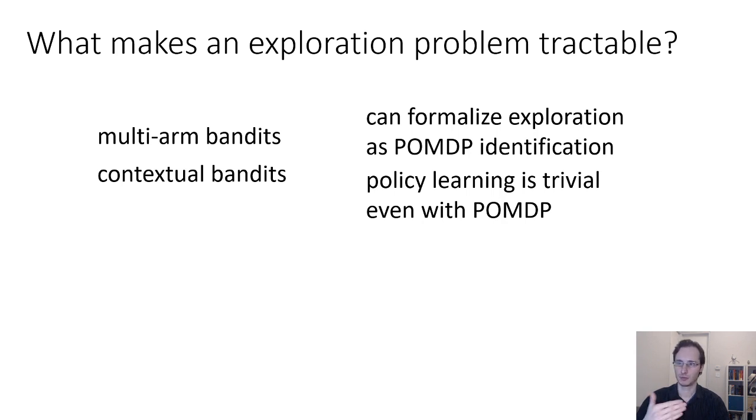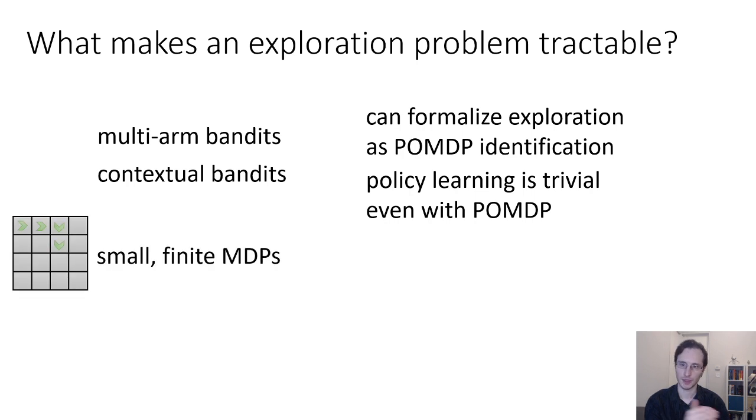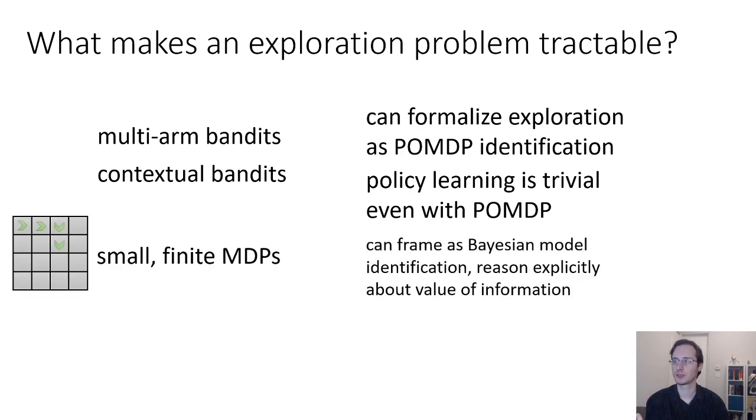And because these multi-arm bandits are fairly simple, even the POMDP can actually be solved tractably, at least in theory. And then the next step up are small finite MDPs. Here, you can frame exploration as Bayesian model identification, and then reason explicitly about things like value of information, kind of extending similar ideas to the ones we had in bandits.